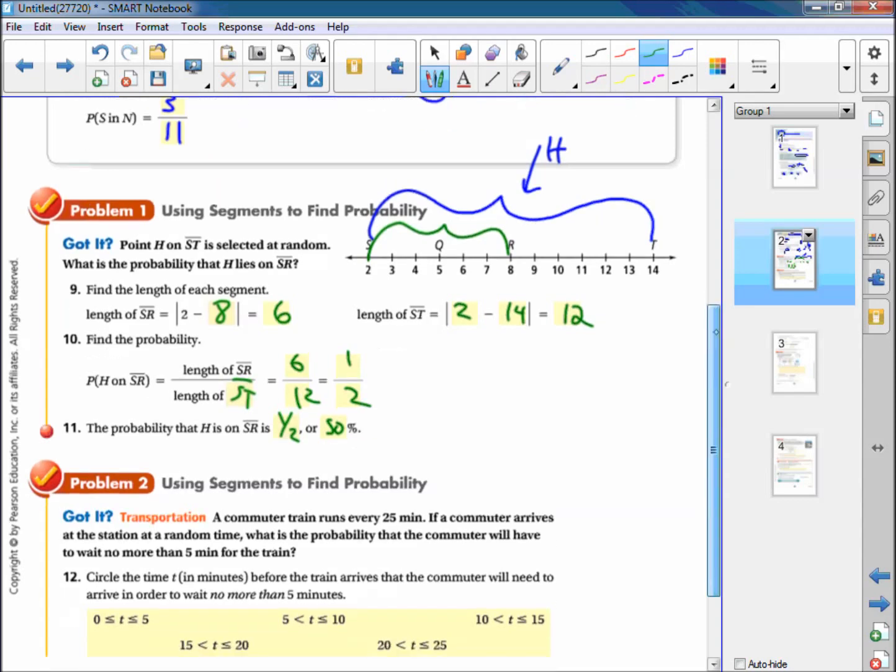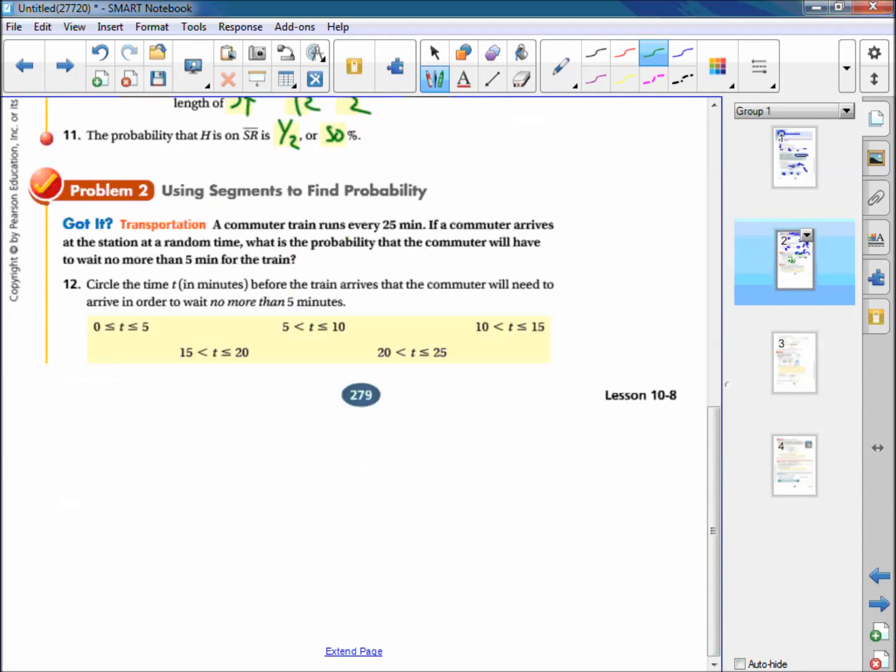Problem number 2, using segments to find probability. A commuter train runs every 25 minutes. If a commuter arrives at the station at a random time, what is the probability that the commuter will have to wait no more than 5 minutes for the train? Okay, so this is going to spread over 2 pages here. First, we're going to circle the time in minutes before the train arrives that the commuter will need to arrive in order to wait no more than 5 minutes.